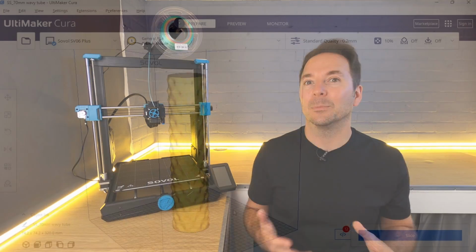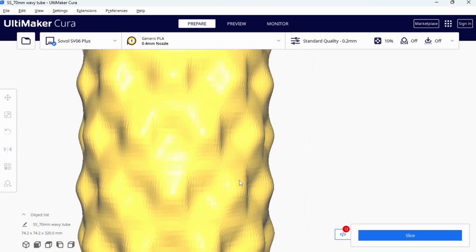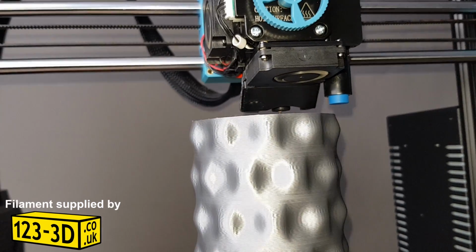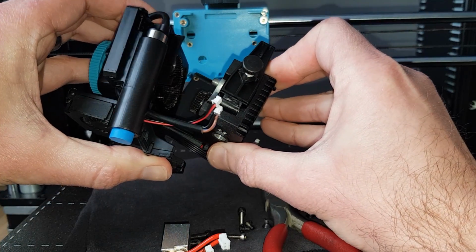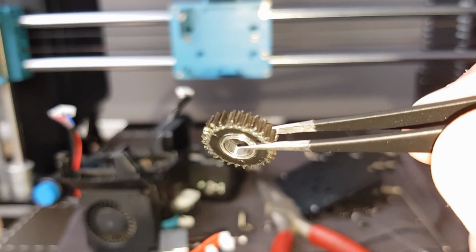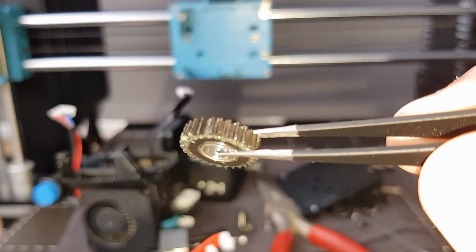I then tried to make things more difficult by printing a similar wavy patterned wall tube at full height. This seemed to be printing okay, but at around 60% complete, I had another clog. This time when I took things apart, I had a different issue. Instead of melted filament jamming the extruder, one of the extruder planet gears had failed. This isn't something you expect to happen on a new 3D printer, so I wanted to understand the cause.